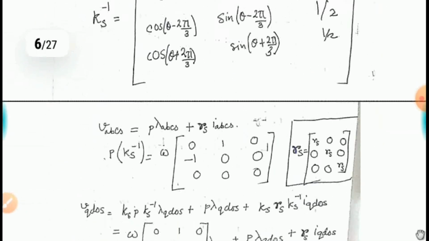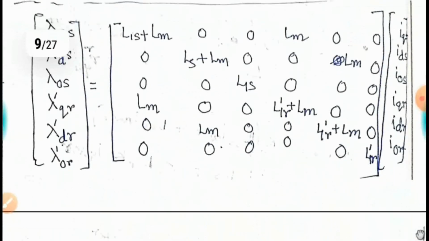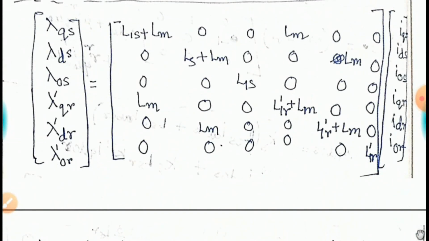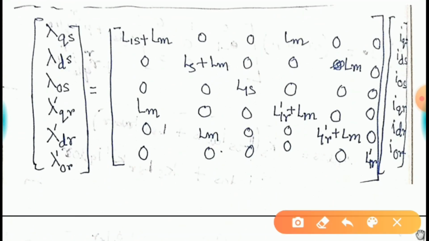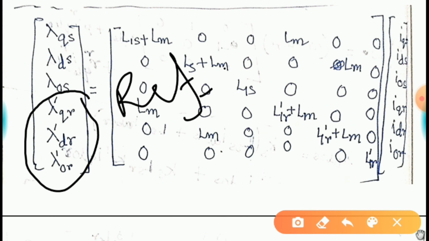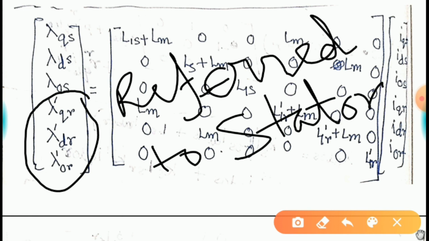So let us proceed with this, and then we'll see that we can have our whole model in terms of lambda QS, lambda DS, lambda not S, and these three terms are referred to the stator winding, nothing else. So this formula is very simple.